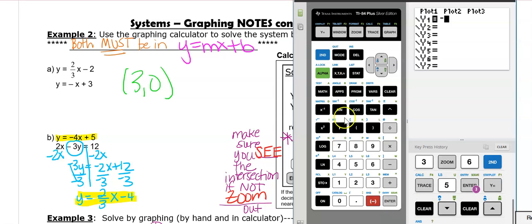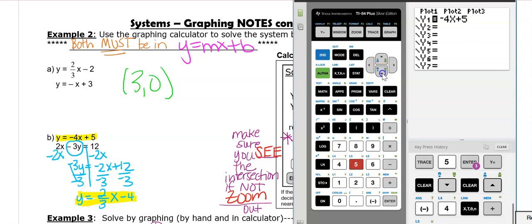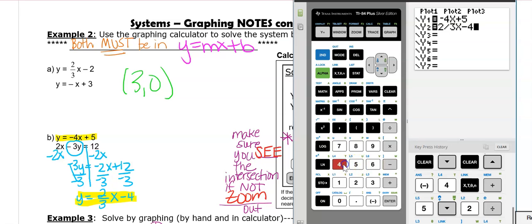So we have negative 4x plus 5. And it doesn't matter which one you put in first or which one you put in second. And this one is 2 divided by 3x minus 4. In all honesty, you don't even have to simplify. You could just leave it in the form before and type it in.